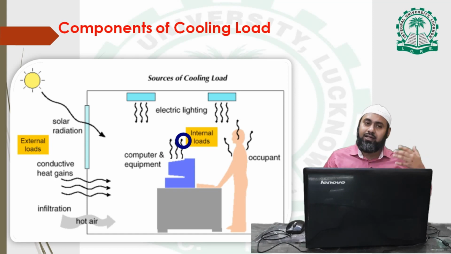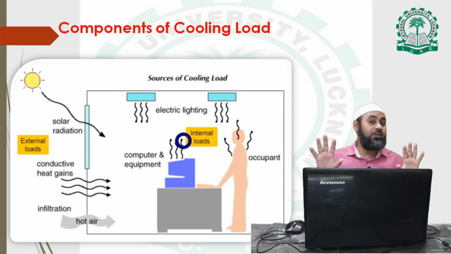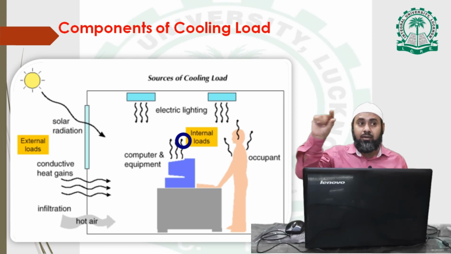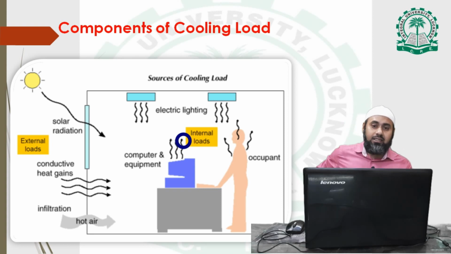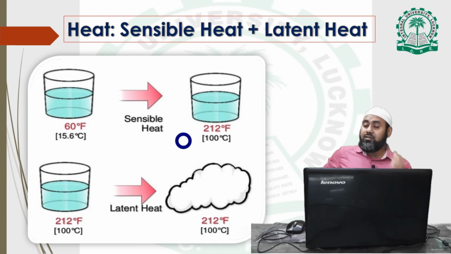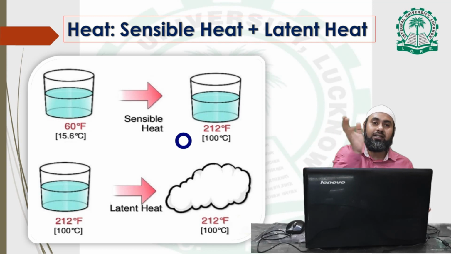We will discuss in detail in coming lectures how they are adding heat, and what the categories are, whether they are sensible or latent. We will discuss it later. Just try to understand the various sources, the various points from where heat is added in the room. Now let's see sensible as well as latent heat, because when we talk about heat, heat might be sensible, might be latent, or a combination of both. The total heat is categorized as sensible heat plus latent heat.